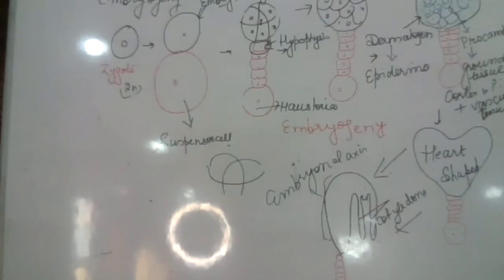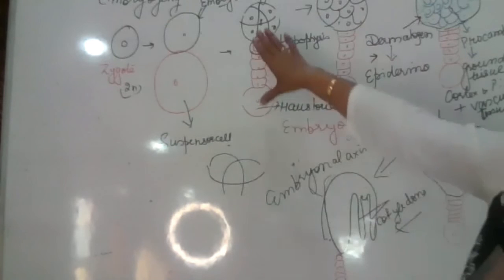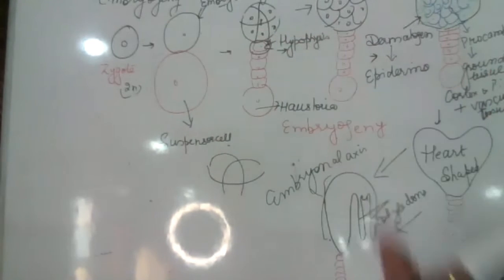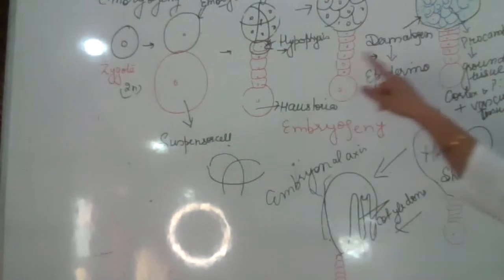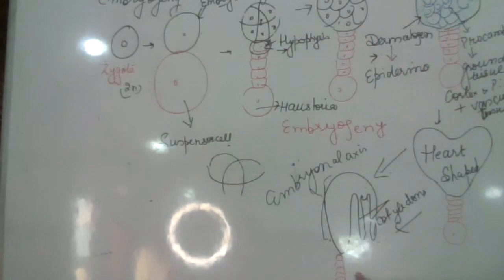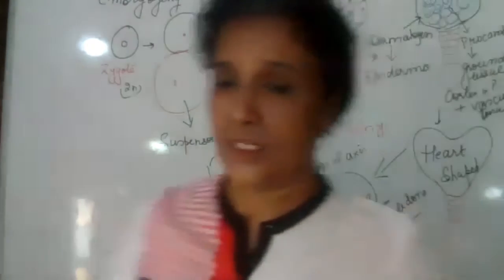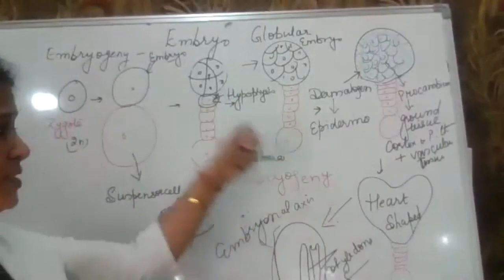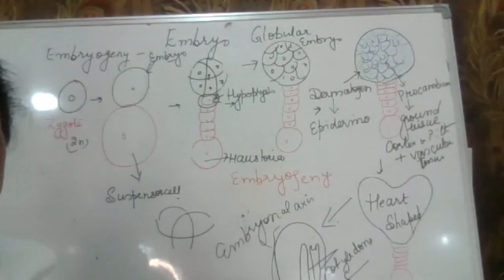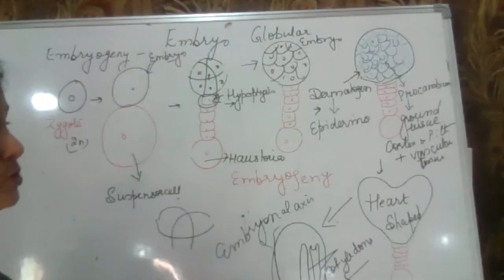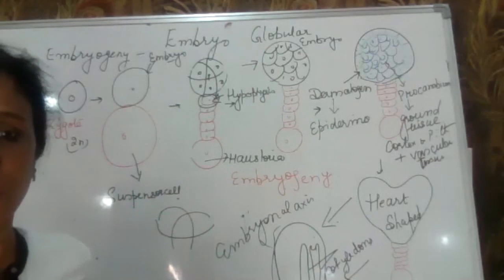Have you noticed that in the beginning, the size of these cells used to be bigger, but in the final stages, their size becomes shorter and the whole space is now occupied by the embryo. Students, these different stages of embryo formation are quite important from the examination point of view. So you have to practice the drawing also.